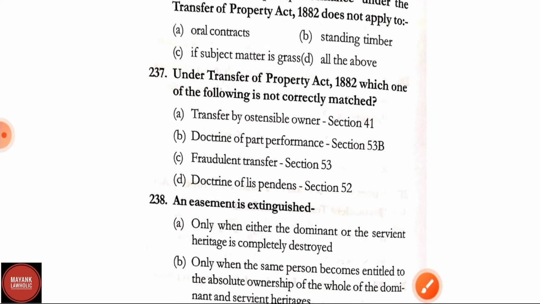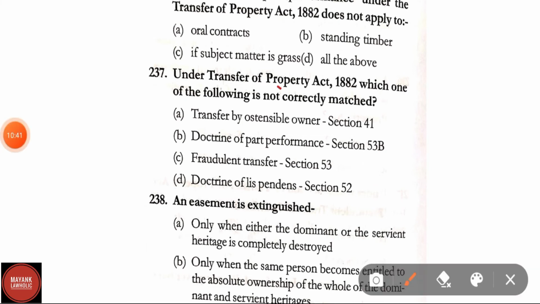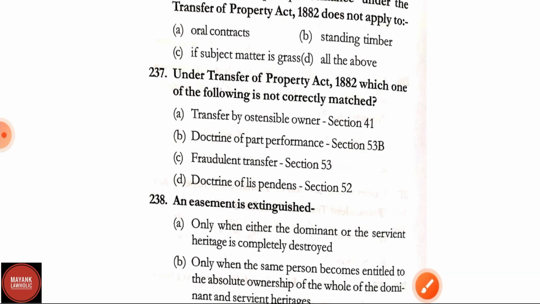Question number 237. Under TPA, which one of the following is not correctly matched? Options are transfer by ostensible owner, section 41; doctrine of part performance, section 53B; fraudulent transfer, section 53; doctrine of lis pendens, section 52. Here it has been asked which of the following is not correctly matched. Option B, doctrine of part performance, section 53B, is not correctly matched.